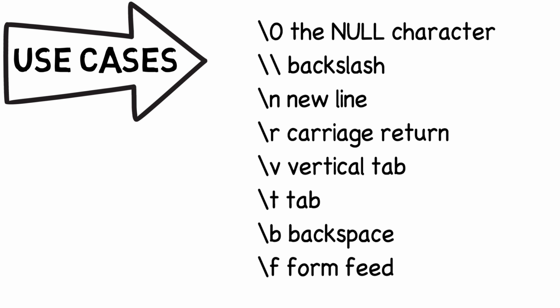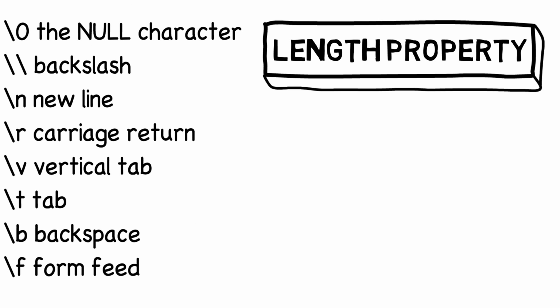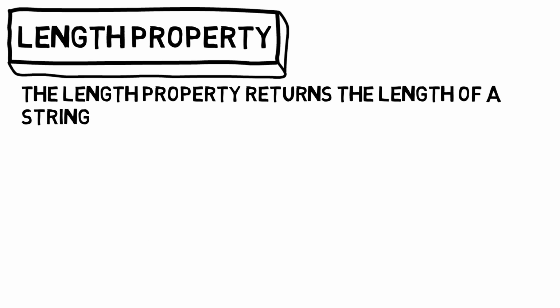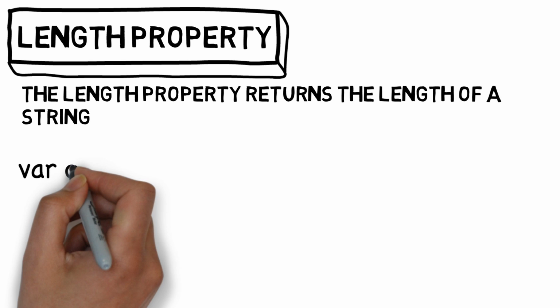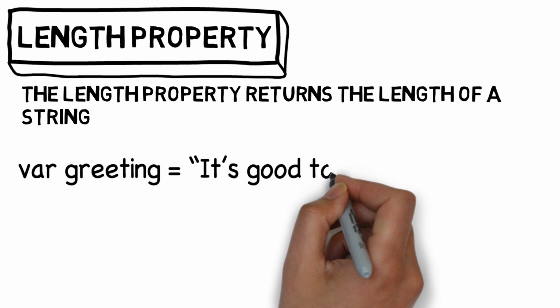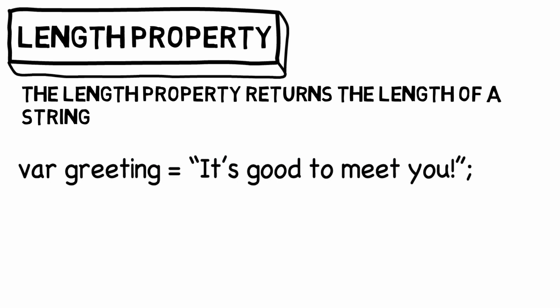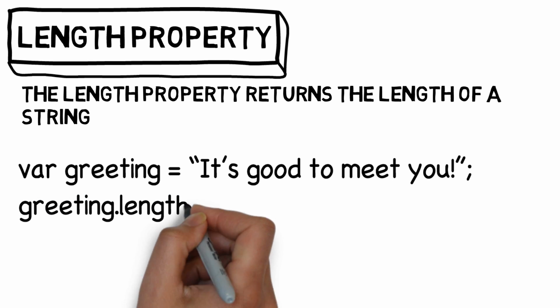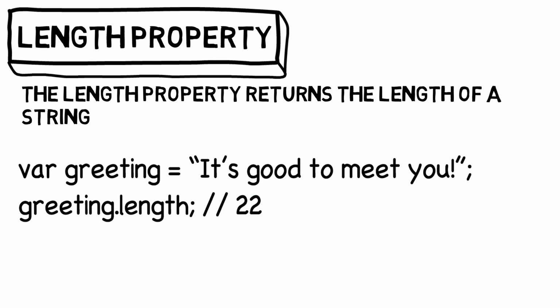Now, let's look at the string property of length. The length of a string can be found using the length property. This property is available to any string that you create. This will become a handy feature as you continue to grow as a JavaScript developer. Let's look at this code line. We have a variable of greeting and a string of "it's good to meet you." All we need to do is attach the length property to this variable and we will get the length of the string. Greeting.length returns 22.